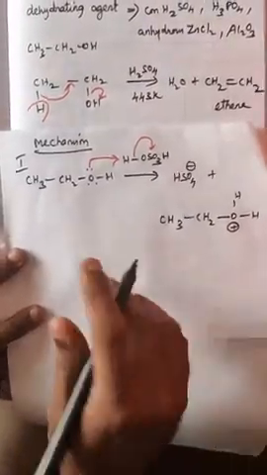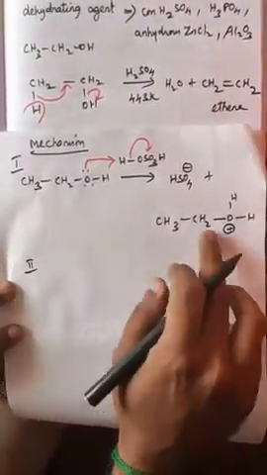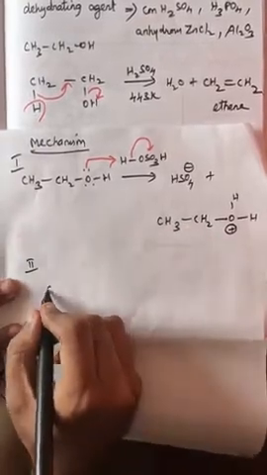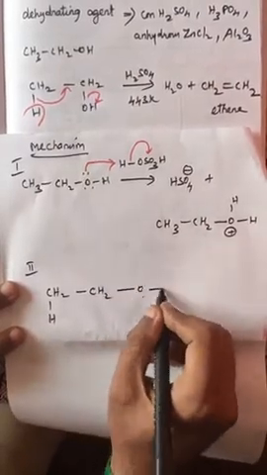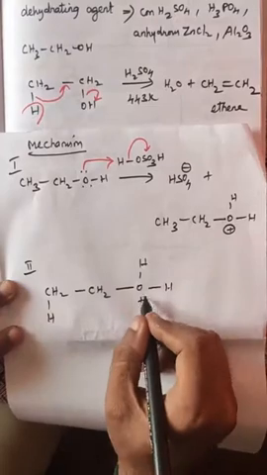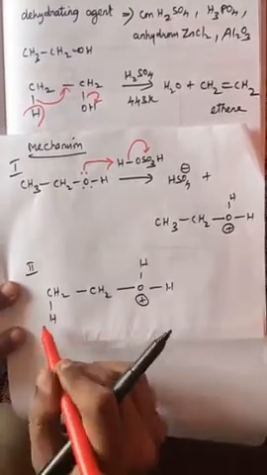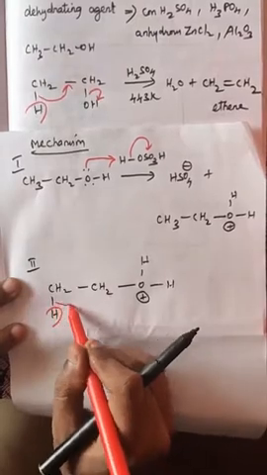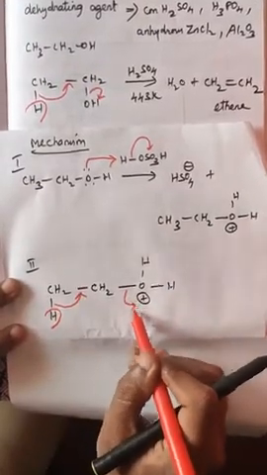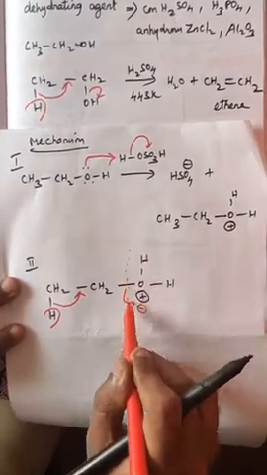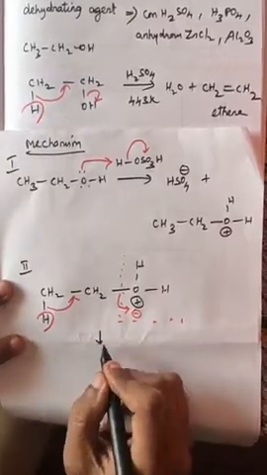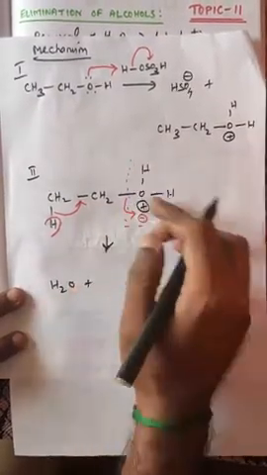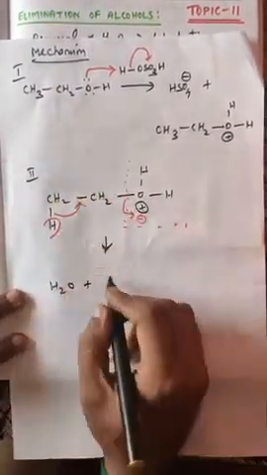Second step, what is going to happen? I am going to take the same species, but instead of CH3, I am going to write CH2 bond H bond CH2 bond O bond H bond H, positive charge. Now what is going to happen? This H plus will get eliminated. As a result, the bond will shift here and this bond will shift down as a negative charge. So the entire species, that is the water molecule, will get eliminated. H2O gets eliminated here, remaining CH2 double bond CH2.